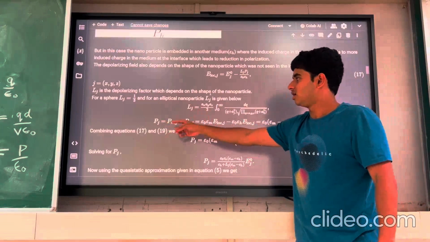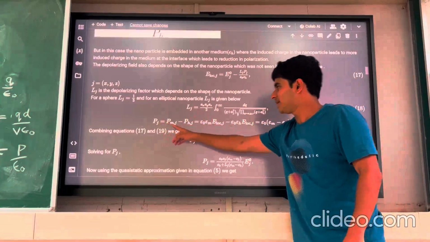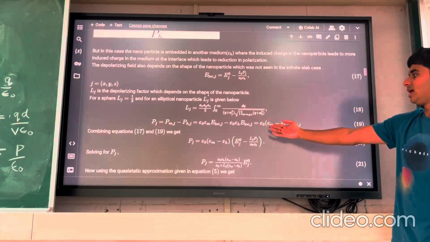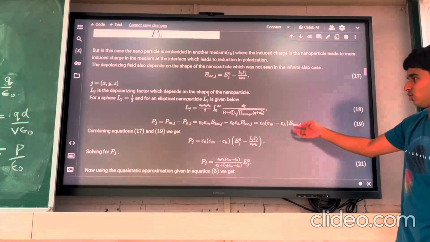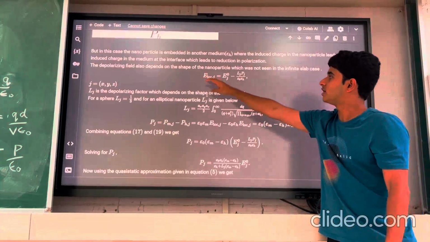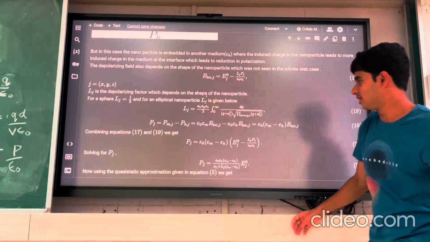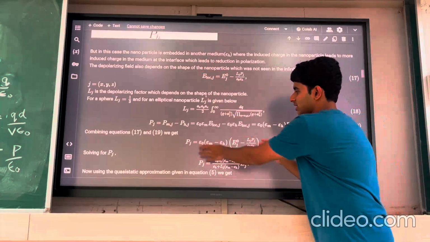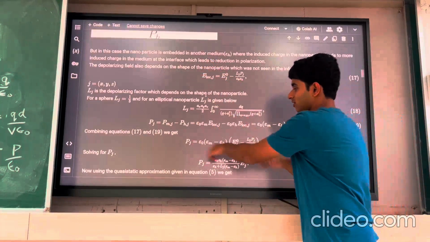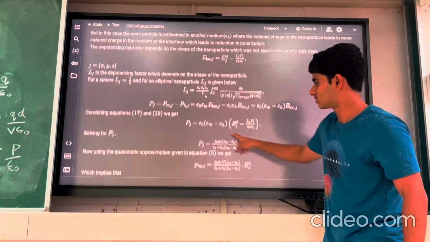Pj, then the net polarization becomes Pmj minus Phj, and this you get as epsilon naught, epsilon m minus epsilon h into E local j. So if we combine this equation as well as the equation which we got for the local electric field, what you get is this relation. This relation has Pj here and Pj here. So if you solve for Pj, you get something like this.